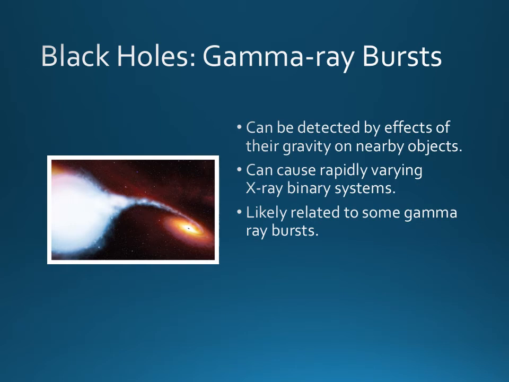Just like neutron stars, black holes can exist in X-ray binary systems with other stars. The strong gravitational pull can result in powerful X-rays from the accretion disk behind it.